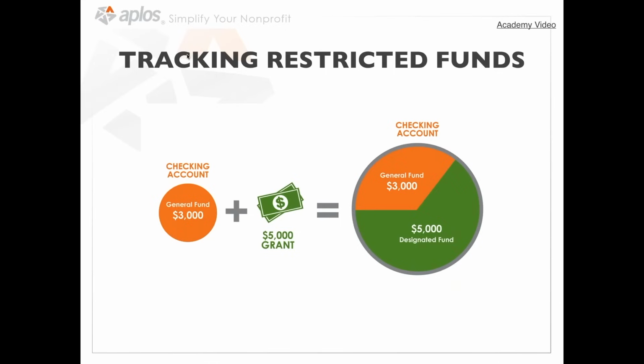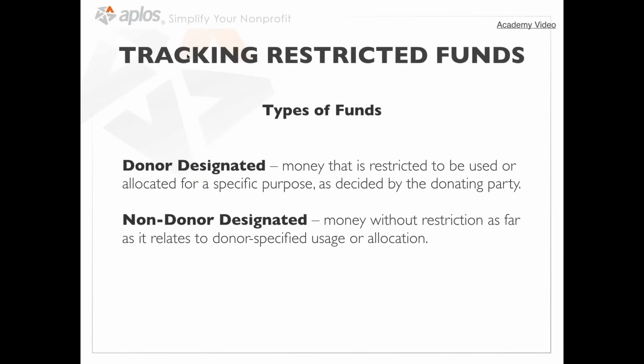So with that in mind, we're tracking restricted funds: money that is yours, but is allocated to something specific. Recently, GAAP standards have changed the way that you designate these things. Previously it was unrestricted versus temporarily restricted versus permanently restricted. Now they've done away with all of those restriction types and just called it donor designated or non-donor designated. Donor designated means someone has given you money that is restricted to be used or allocated for a specific purpose as decided by the donating party. That could be a grant or a donor; any external steering of that money is a donor designated fund.